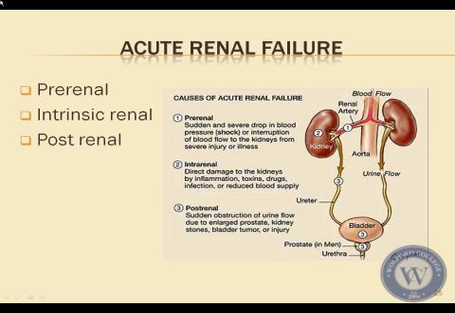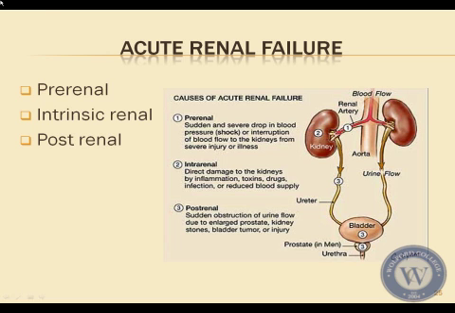Acute renal failure can be broken down into three main components: pre-renal, intrinsic renal, and post-renal. Pre-renal is basically anything that causes a disruption in blood flow prior to arriving at the kidney. This could be from things like renal artery stenosis, patients with low cardiac output states, or cross-clamping the aorta. All these can be causes of pre-renal syndromes.